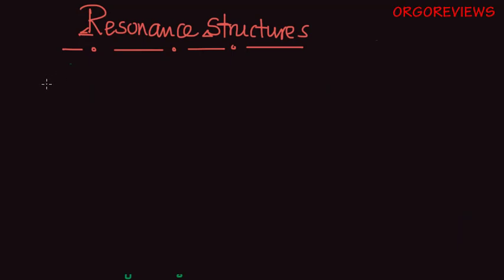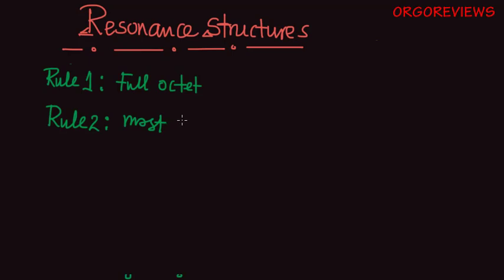Now that we know how to draw resonance structures, let's take a minute and see how we can select the best contributor to the resonance hybrid structure. To do that, there are certain rules to be followed. So rule number 1, you always pick the resonance structure that has a full octet over the one that doesn't. So full octet is preferred. Rule number 2, you always select the resonance structure that has the most covalent bonds. So most covalent bonds.